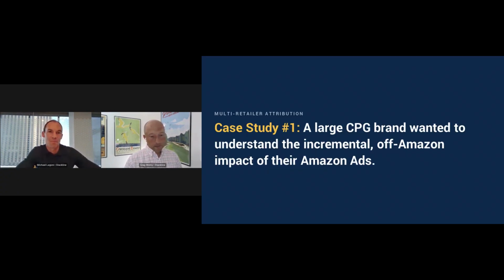Perfect. So this first one we want to jump into, this is very much focused on the main premise of this tool, understanding that incremental offsite impact across multiple retailers. And as we go through this, you can start to see the first version of understanding your Amazon advertising impact, where you're understanding just what happens on Amazon.com. And now we're going to be able to see, as we lay that out across multiple retailers where a brand's products are available, you can actually see the impact across all of those as well. So, Michael, I'll hand it over to you for this first case study.